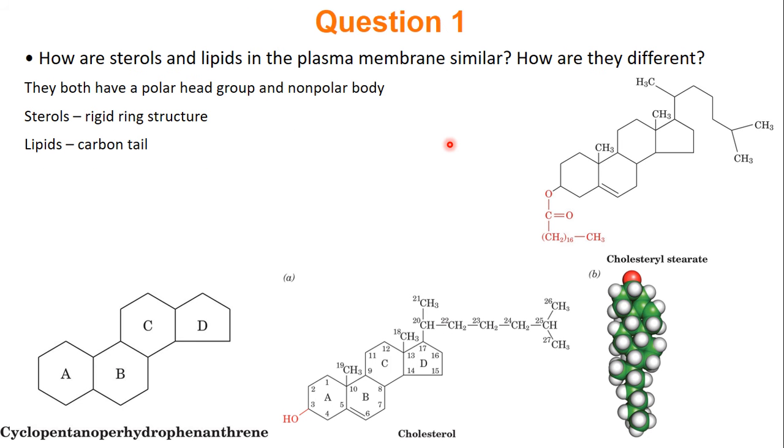So question one, how are steroids and lipids different? Well, here steroids have fused ring structure. They still have a polar head though, so that's how they're similar. They both have a polar head group, while lipids have a carbon tail, and steroids have a fused ring. That's how they're different.